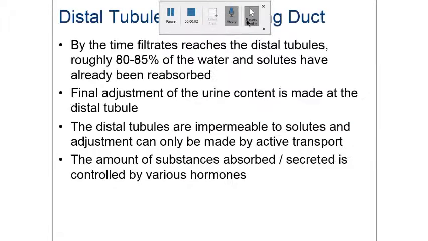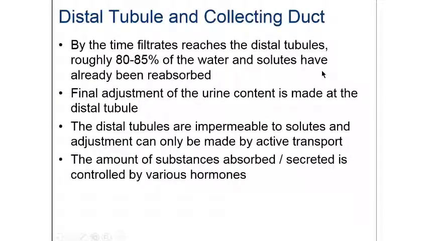By the time the filtrate has passed through the loop of Henle, you would have absorbed roughly 80 to 85% of everything you initially lost at the glomerulus filtration. You would absorb 60 to 70% at the proximal tubule, and then in the loop of Henle you would absorb an additional 10-15%. So by now you've pretty much taken back everything that you wanted to keep.